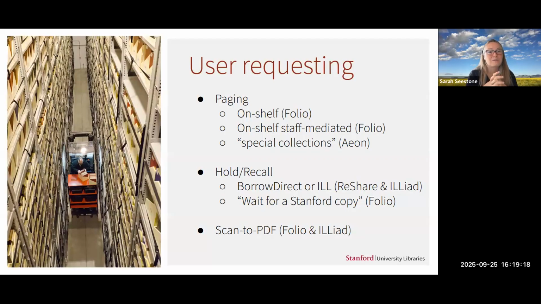Instead, I just want to wait for the Stanford copy because I just heard about this on a podcast and I just want to read it when it comes available. So that is a feature that is directly based on user feedback, that they wanted an option of just, we want the Stanford copy versus us deciding the best method to obtain that physical book for them. We also have a scan to PDF service. Next slide.